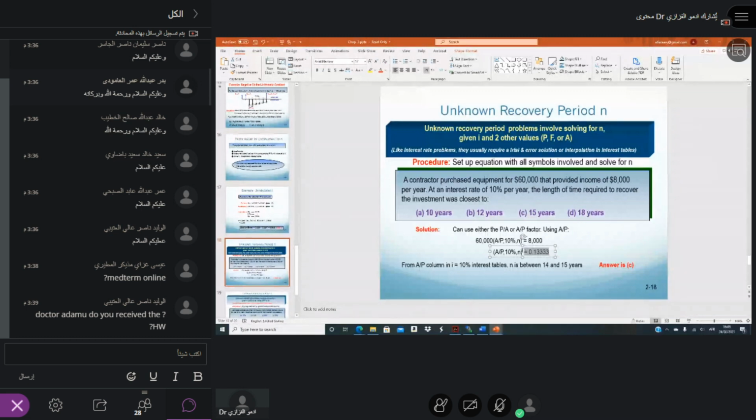So you go to the table that has 10%, then you look for N that has values very close to 0.1333, and this is between 14 and 15. So C is closer to the value. So this is how you do that.